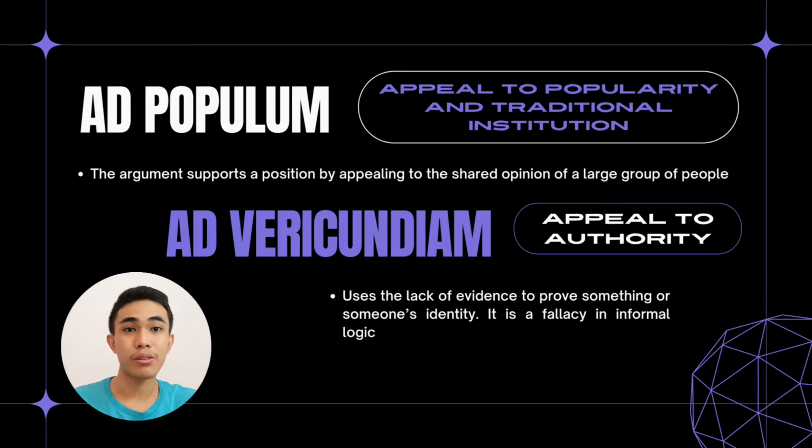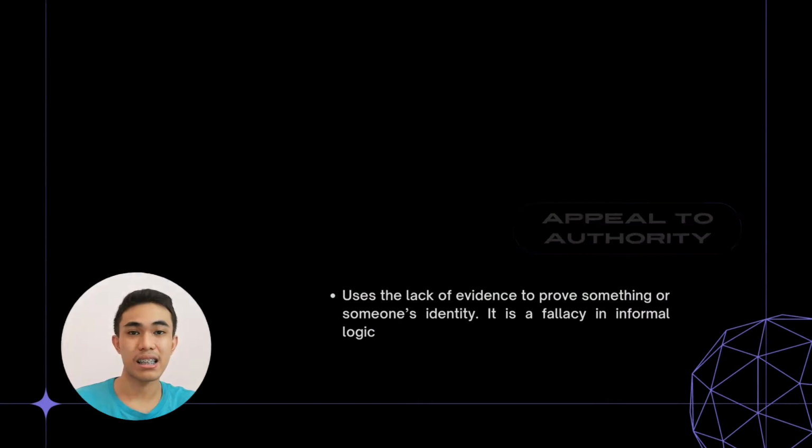Next is ad verecundiam or appeal to authority. Not all appeal to authority is fallacious. Magiging fallacy lang siya if it is the wrong authority that you use as a basis or source of information. Example, sabi ni Duterte dapat daw naka-face shield para hindi mahawa or makahawa ng virus. See? Dapat sa medical authorities.